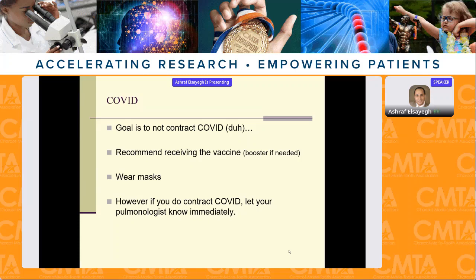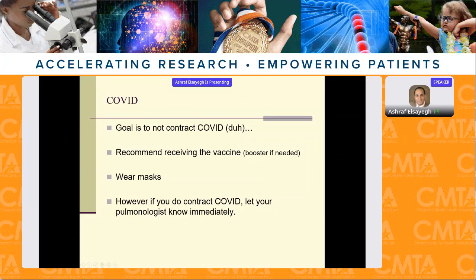So I always get questions about CMT and COVID. CMT patients are no different than any other patient when it comes to contracting COVID. They're no different from any other patient when it comes to treating COVID. However, patients with CMT and respiratory issues obviously have to be more careful, and those patients are at higher risk of complications from COVID. So the goal is not to contract COVID, obviously.